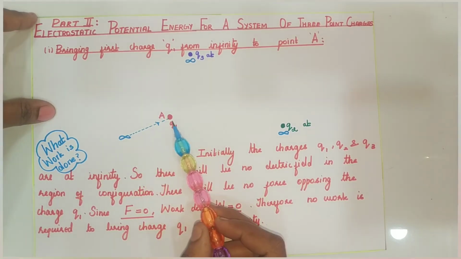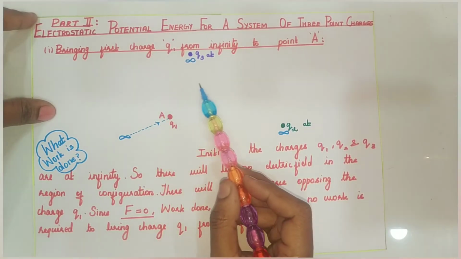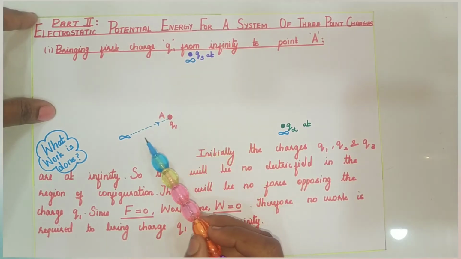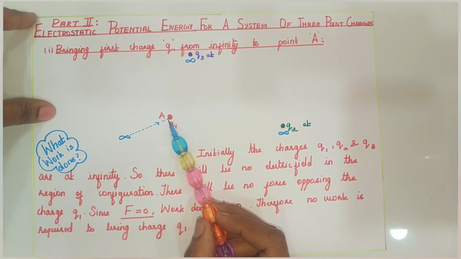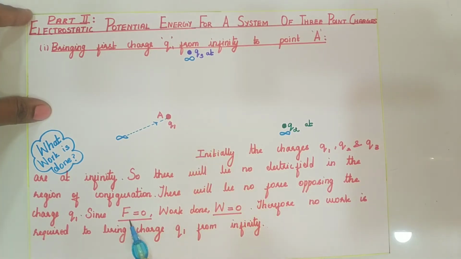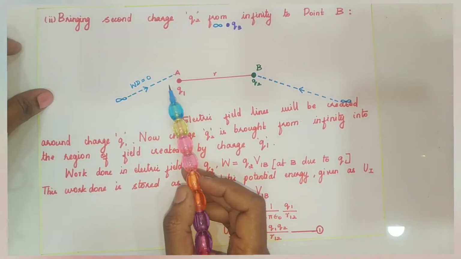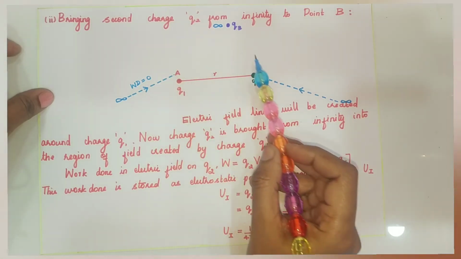Here, when all the charges are at infinity, there will be no electric field in this region, that is, there will be no external opposing force. So easily this charge can be brought without any work done. That is, since F is equal to 0, work done is also 0. You see, for F is equal to 0, work done is 0. Therefore, no work is required to bring the charge Q1 from infinity. Once the charge Q1 is placed here, the Q1 charge will create its own electric field around it.